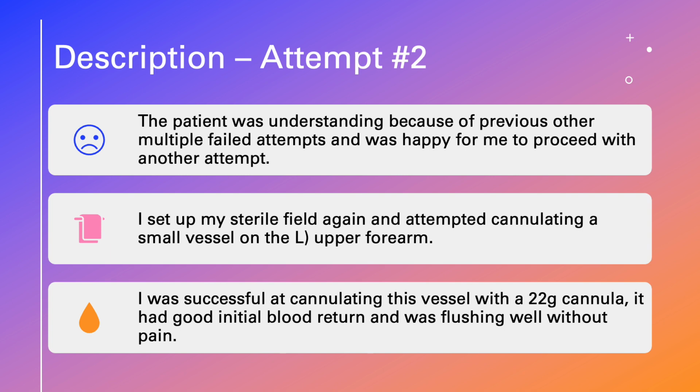The patient was happy for me to have a second go. She was very understanding. She had multiple doctors, even anesthetics, coming in doing multiple attempts. So she was happy for me to try again. I set up my sterile field again and I decided to go for this vein on the other arm, on the left upper forearm. It was quite a small vessel, so I decided to use a 22 gauge cannula. I initially had good blood return and it flushed really well. There was no pain or any problems. So I managed to get that cannula in okay.